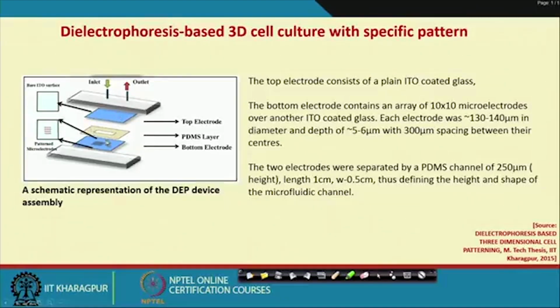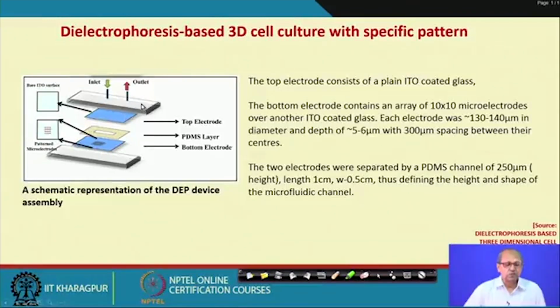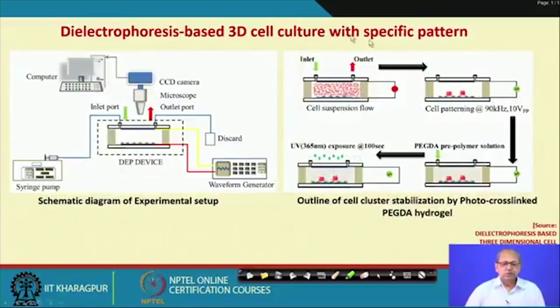In between, a PDMS layer is there, and the channel is created in such a way that the channel dimension will cover the whole electrode area. Then all these three things, bottom electrode, PDMS layer, and top electrode, are sandwiched between two PMMA layers, in such a way that no liquid will go out of the system, using an inlet and outlet system. The dimensions are given here as 5 to 6 millimeters. So, this is the whole setup.